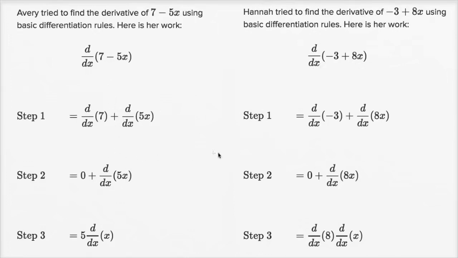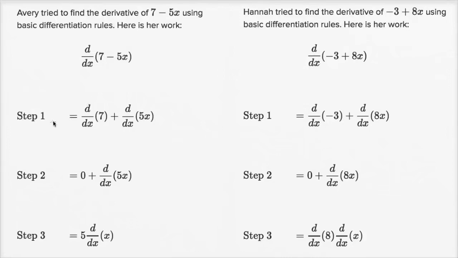And I thought I would just do them side by side because we can kind of think about what each of these people are doing correct or incorrect. So these are similar expressions. We have a constant and then we have a first degree term, a constant and then a first degree term. So they're going to take the derivative.